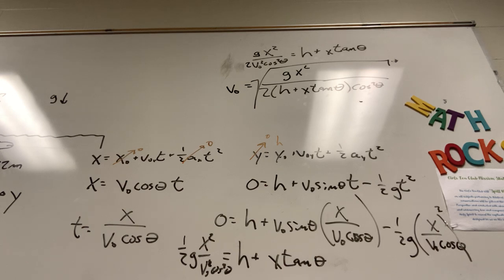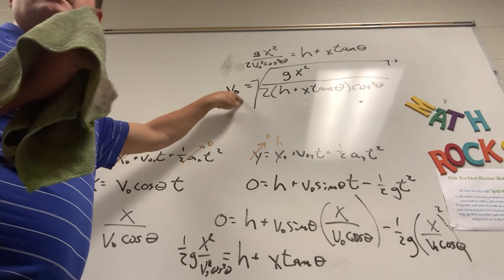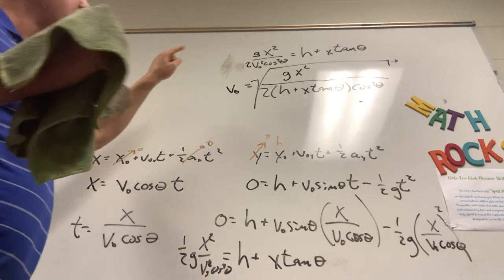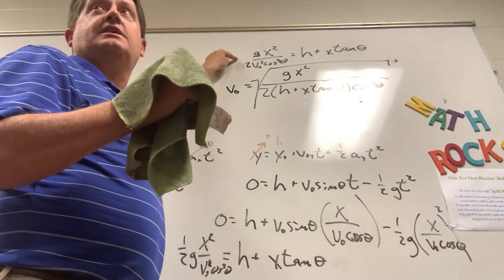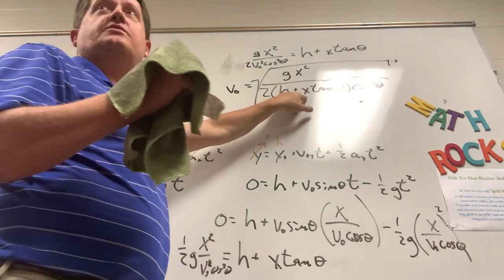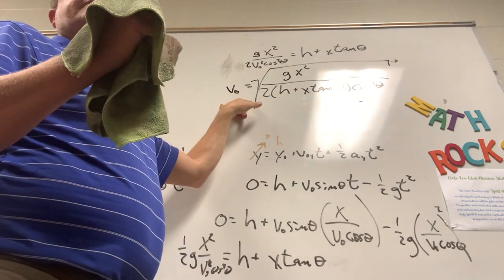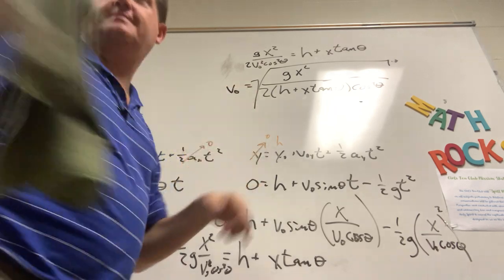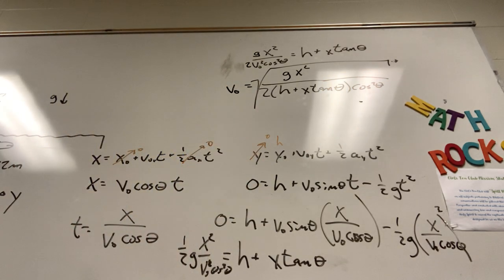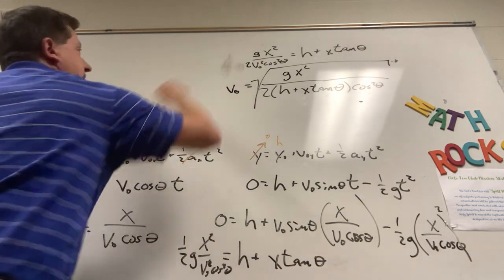So I was trying to catch up. I was a little behind because I did it a different way. So how did you get to the square root part from here? Because when I rearrange all this, I get V naught squared equals all this stuff without the square root. And I just take the square root of both sides. Okay, got it. I think I got it.